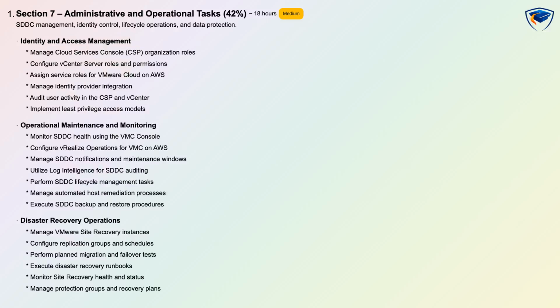You will also master operational maintenance and monitoring by monitoring SDDC health in the VMC console, configuring vRealize Operations for VMC on AWS, managing notifications and maintenance windows, using Log Intelligence for auditing, performing SDDC lifecycle tasks, managing automated host remediation, and executing backup and restore procedures.